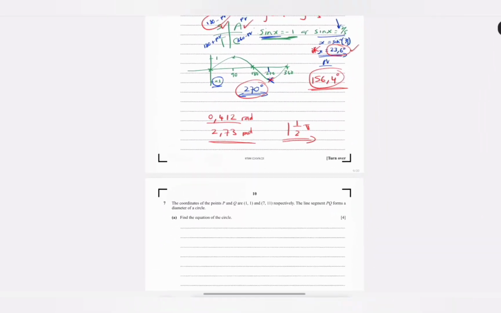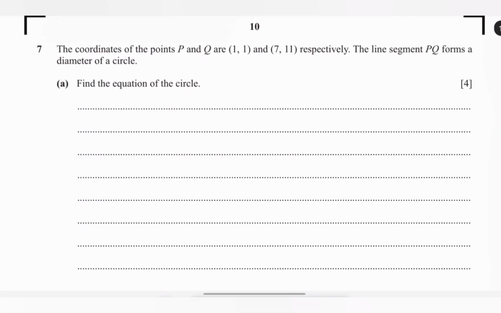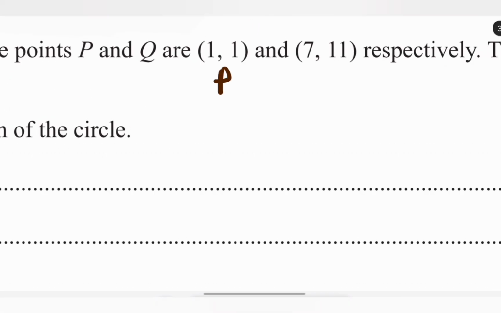And moving on to number 7, it says the coordinates of the points P and Q are (1, 1) and (7, 11) respectively, meaning this is our P and this is our Q.